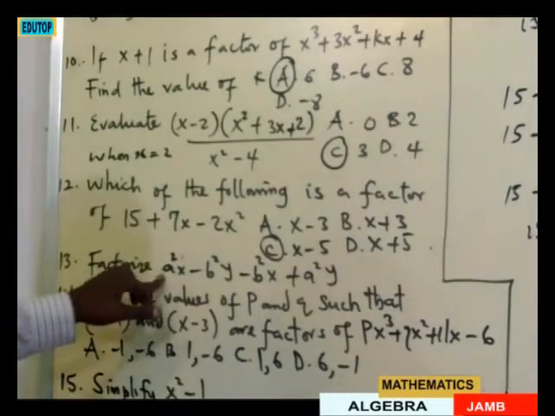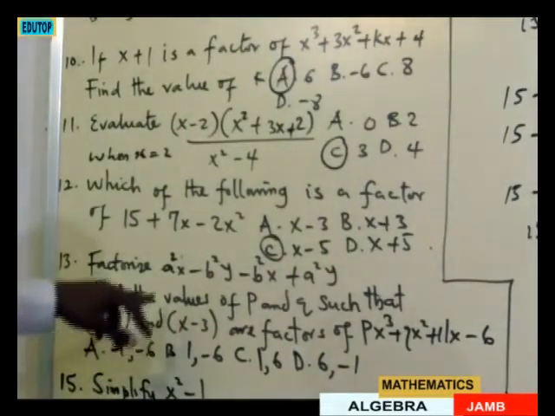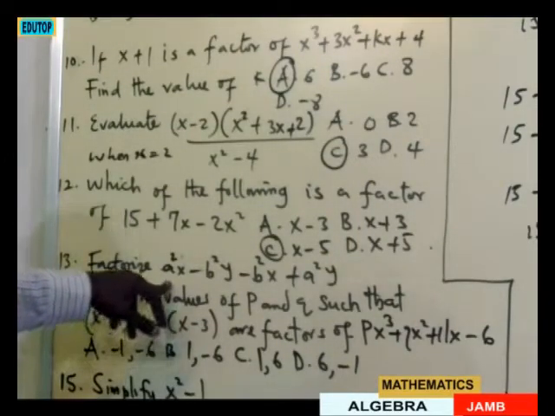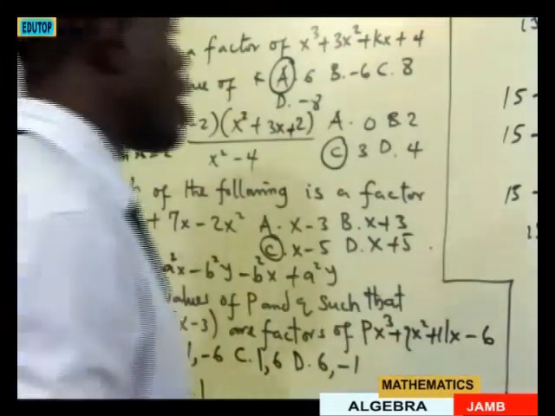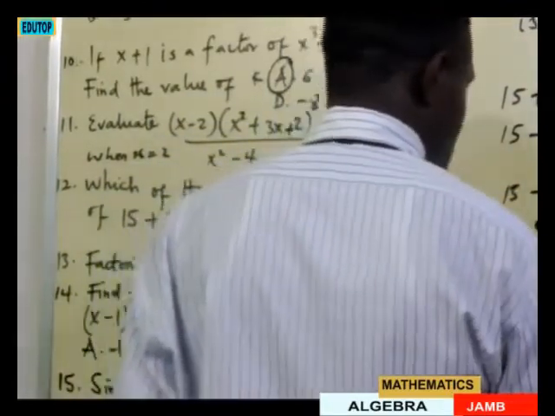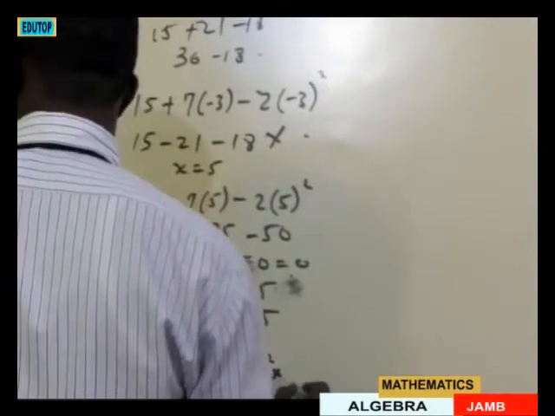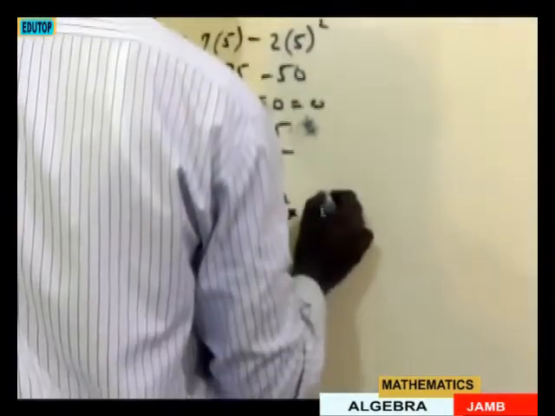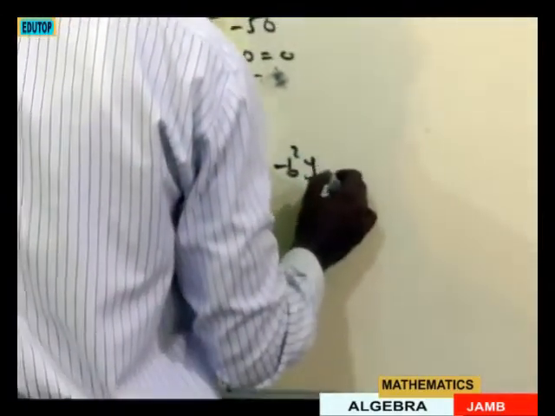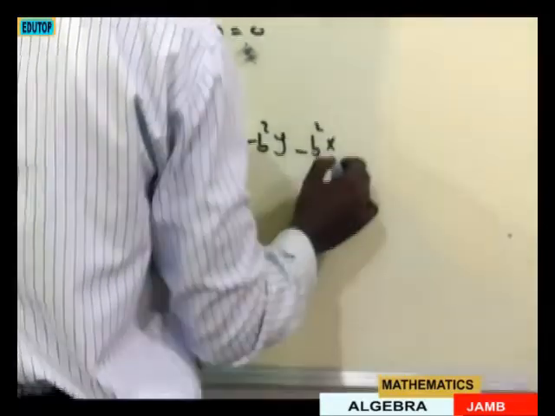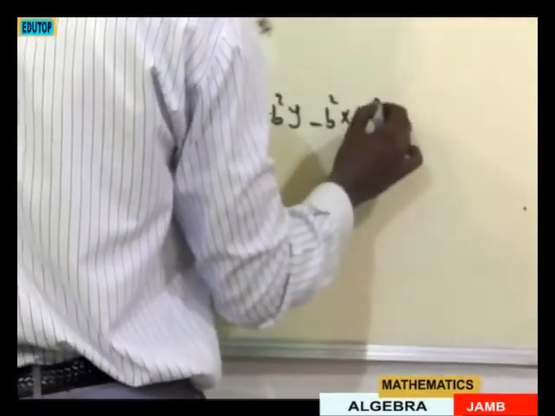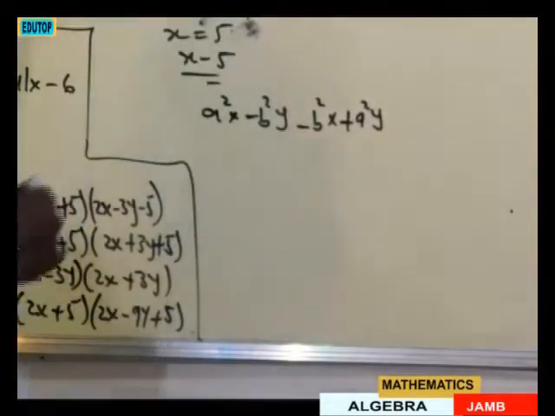The next question asks us to factorize this. So in this situation, we are given a square x minus b square y minus b square x plus a square y. That's what we are given.